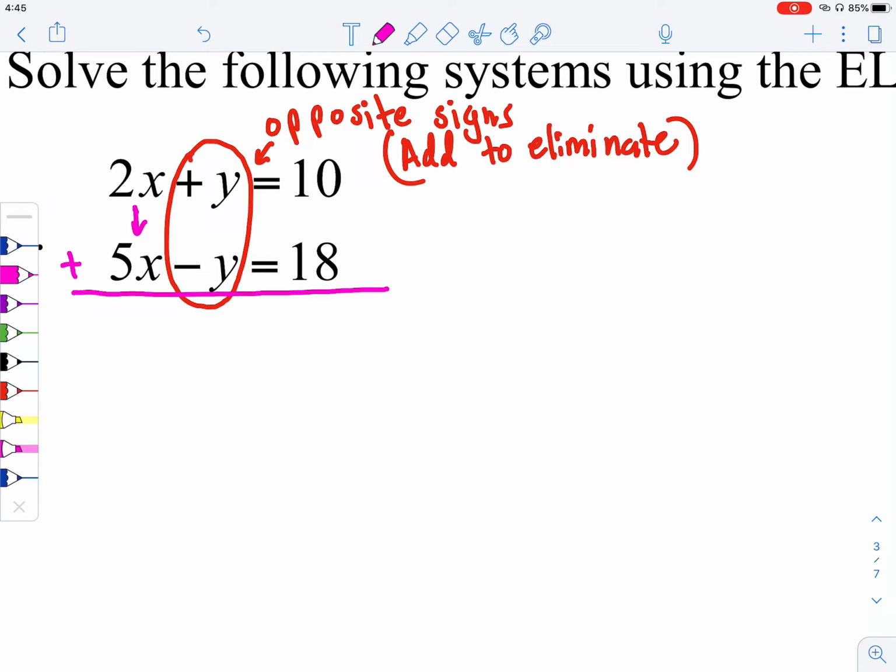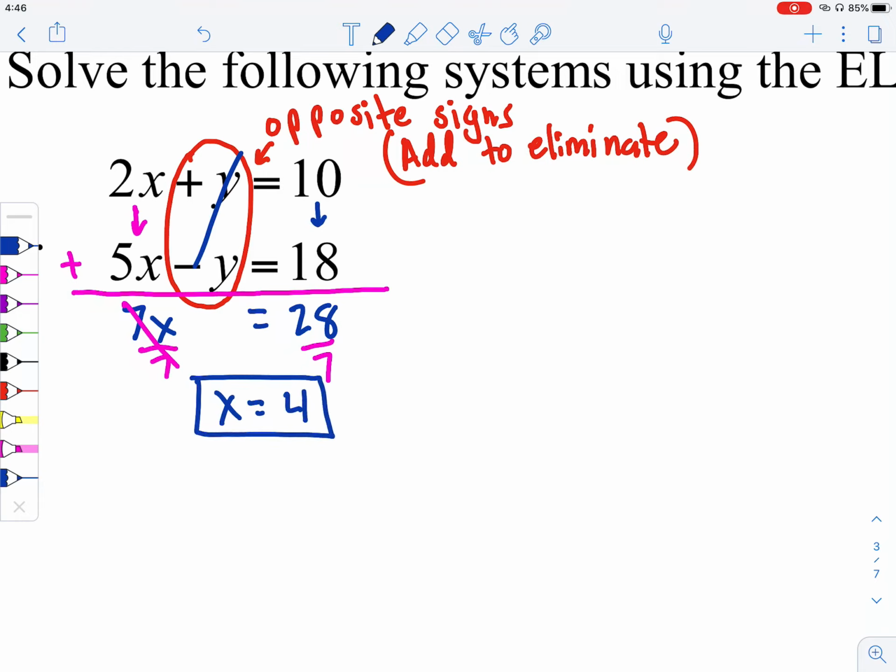And 2x plus 5x is 7x. These are going to cancel out. And then 10 plus 18 is 28. So now we have 7x equals 28. Simple, right? We just eliminated the y. So now we can just solve. So 7 is attached to the x. We have to divide it to get rid of it. X equals 28 divided by 7 is 4.